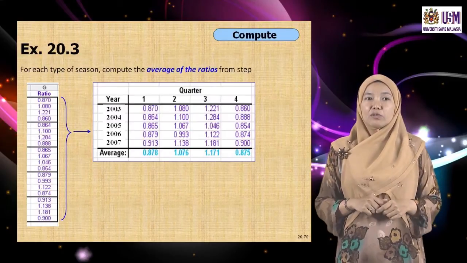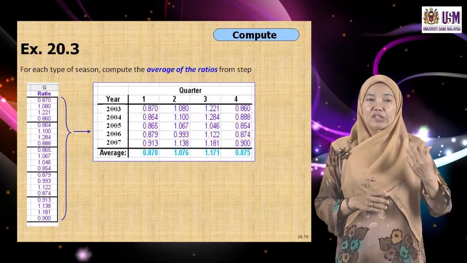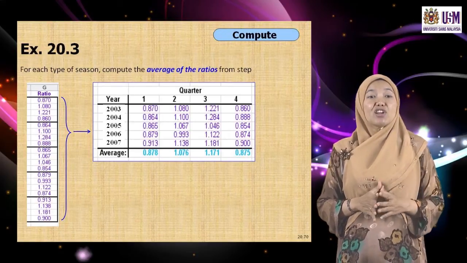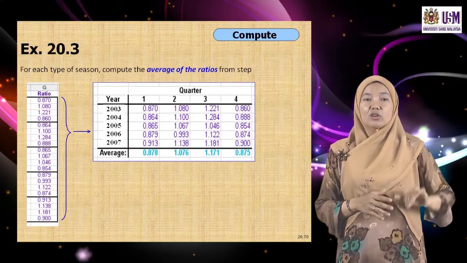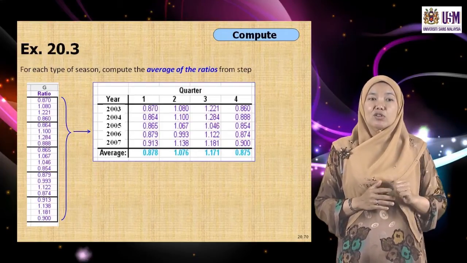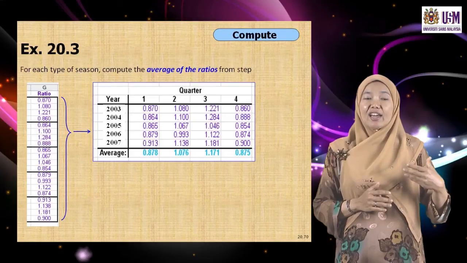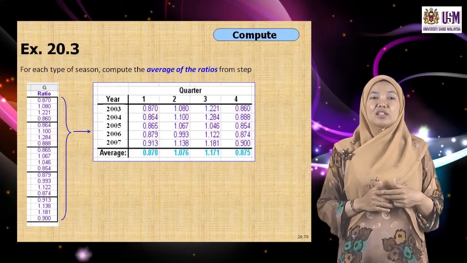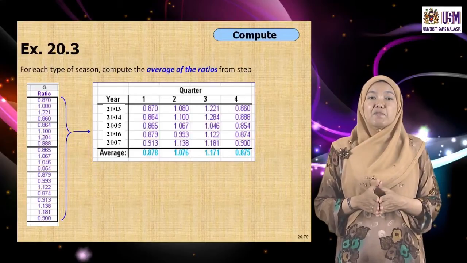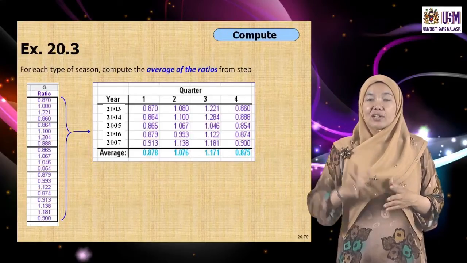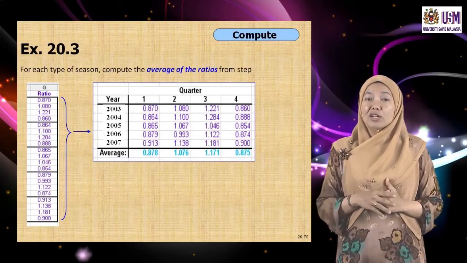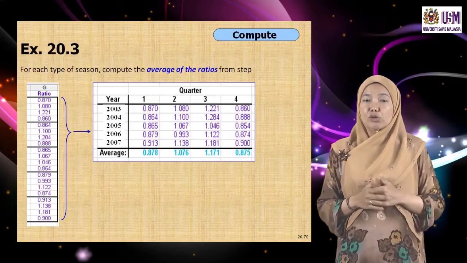In this step 3, what you need to do is, based on the step 2 calculation of the y over y hat ratio, which you have on the left hand side of the screen, all the different y over y hat ratios for the first quarter in 2003 up to the fourth quarter in 2007, put them in columns. On the right hand side, you have the different years, and then the ratio for the different quarter values.